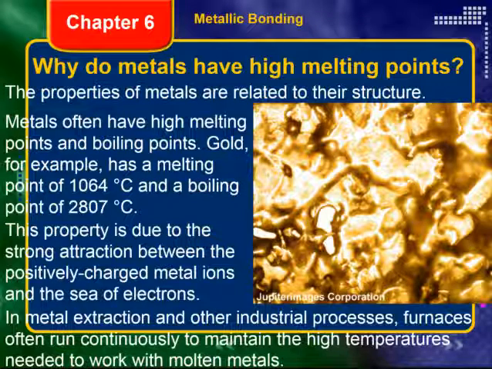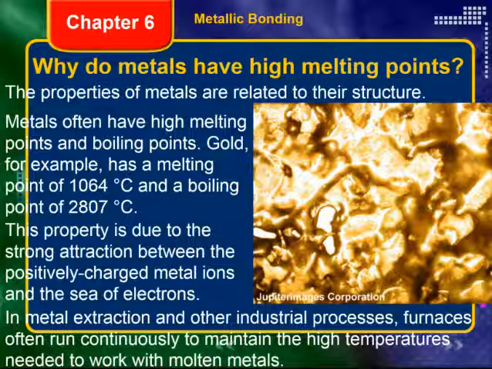Now, we need to talk about metals' high melting points and boiling points. This is due to the very, very strong attraction between the negatively charged sea of electrons and the positively charged cations. There's a very, very large electrostatic attraction there. And this property results in high melting points. Okay? The high melting points, the temperature at which the solid turns to liquid, and boiling points, the temperature at which the liquid turns to gas, are very, very high in most metals.